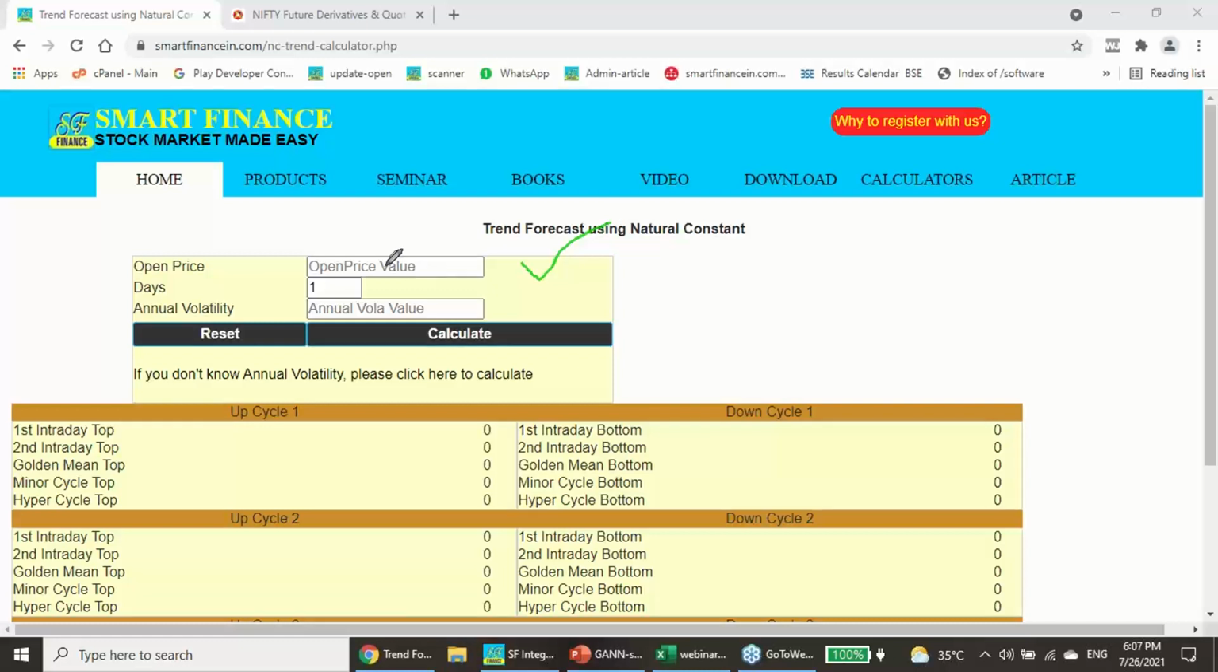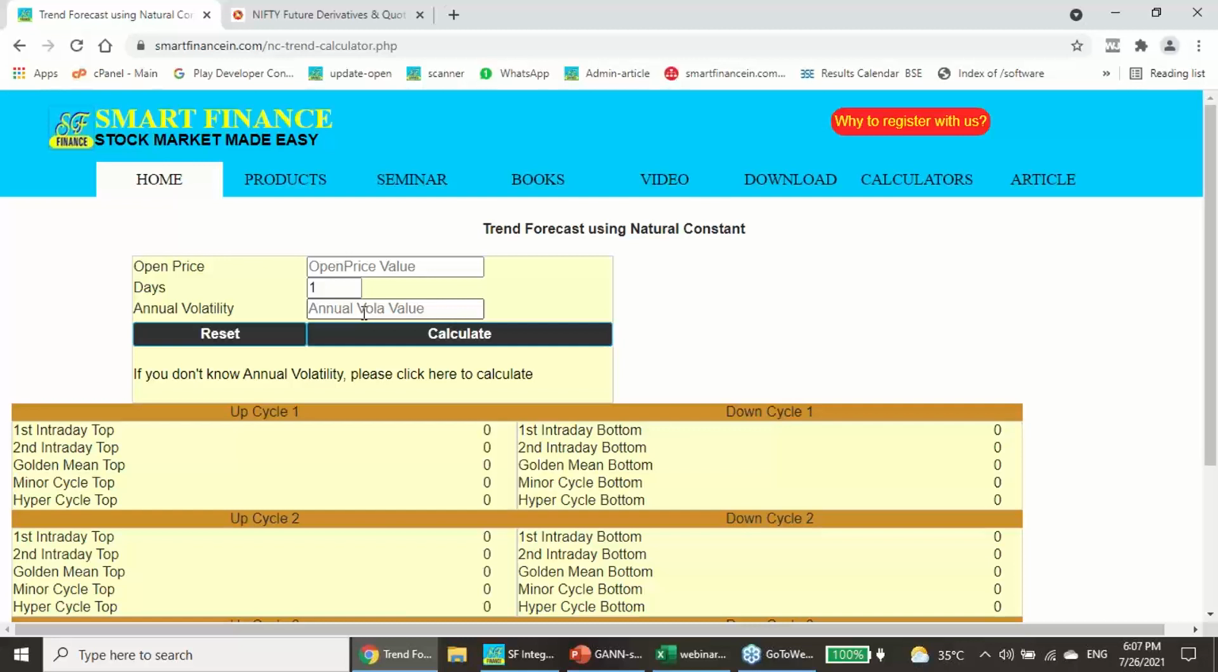The most beautiful part of this method is that it only requires three variables to predict the entire price movement of the day. The first value is the opening price of that particular day. Then the number of days: for intraday you use 1. If you want positional, you can increase it to 2, 3, 4, up to 10. Then the annual volatility of that instrument. Suppose you are trading Nifty, what is the annual volatility value of the Nifty? You must ask me where I will get the annual volatility.